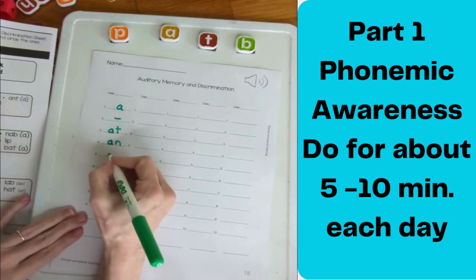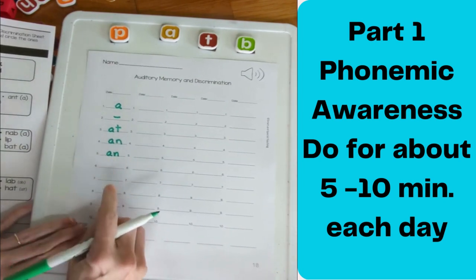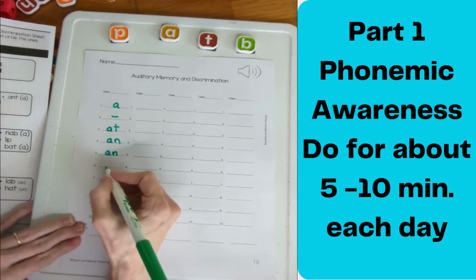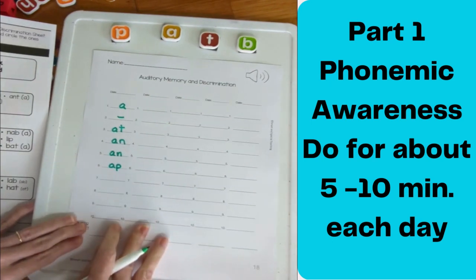Let's write it. An. Read it. An. The next word is tap. What's the word family? Up. Let's write it. Up. What if your student doesn't know how to write it?